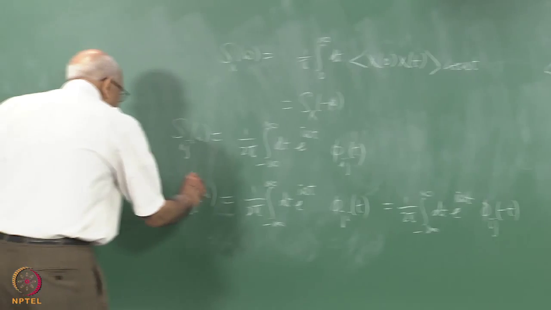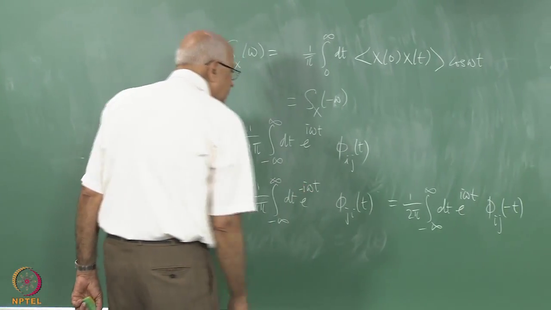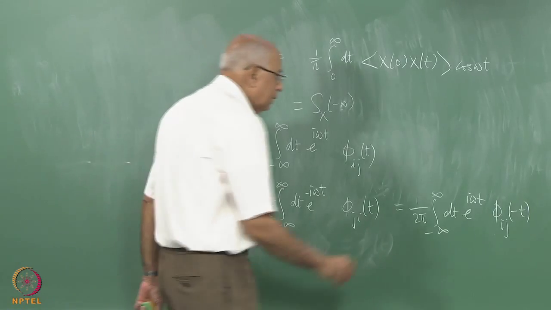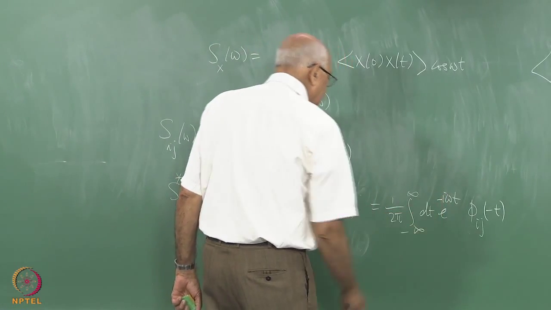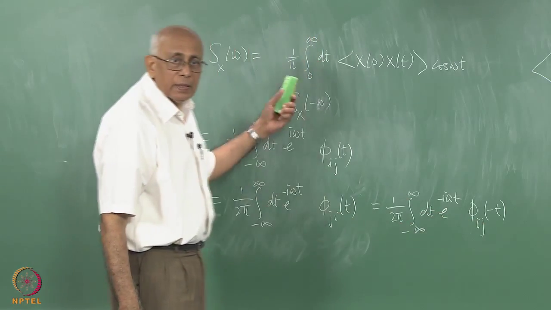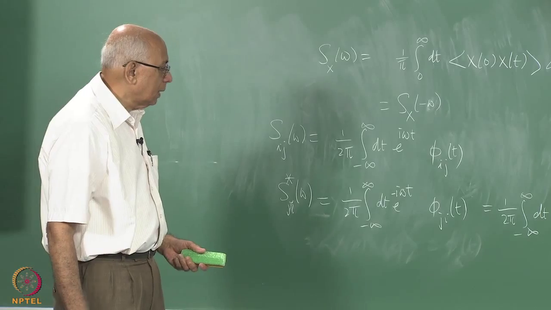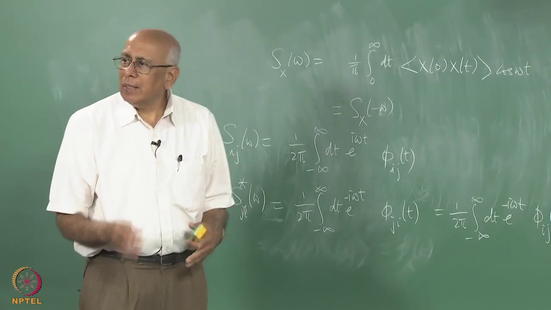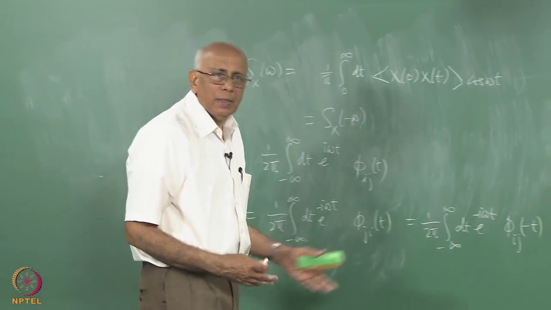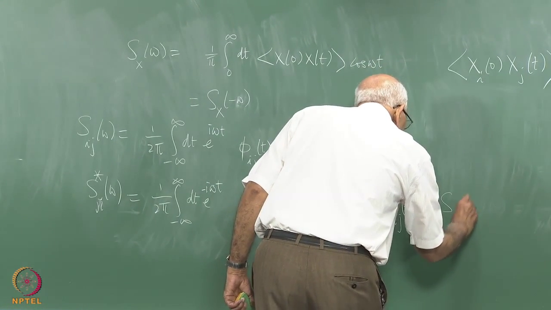And let us take the complex conjugate on both sides. So it is minus this guy here and a minus this guy here. This is real because my x is a real valued random variable. Okay. But now I change t to minus t in this integration, and this gives me Sij.